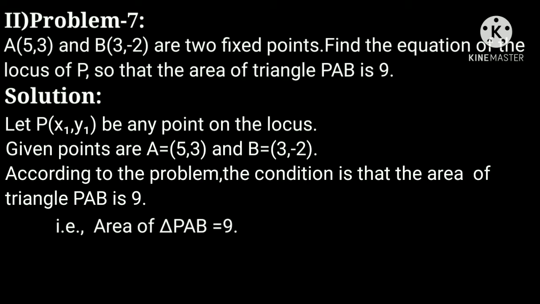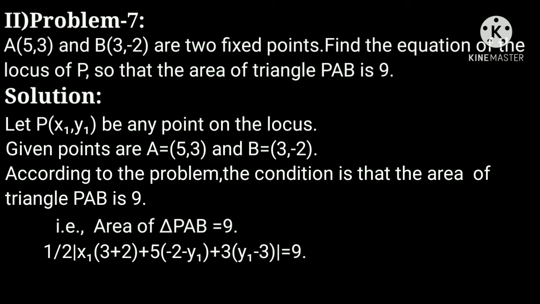We also know the area of triangle formula, that is half into modulus x1(y2 - y3) + x2(y3 - y1) + x3(y1 - y2). By substituting the values, we have half into modulus x1(3 + 2) + 5(-2 - y1) + 3(y1 - 3) = 9.